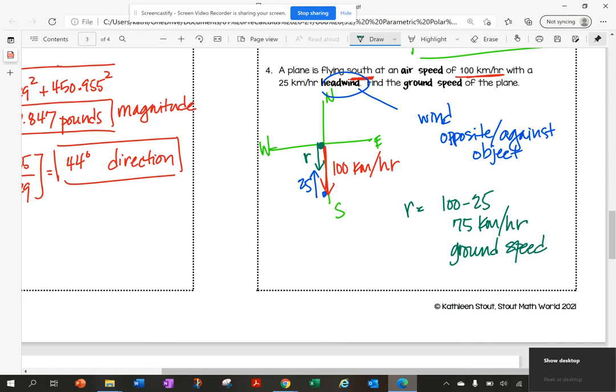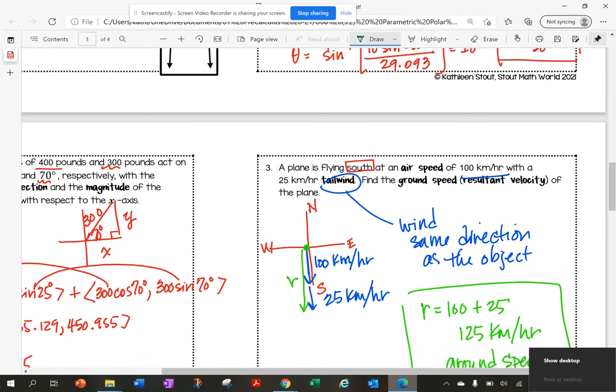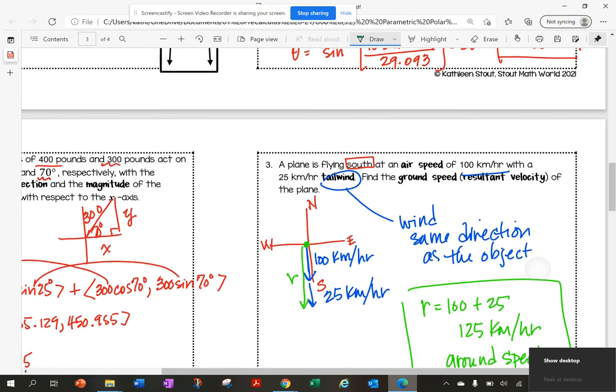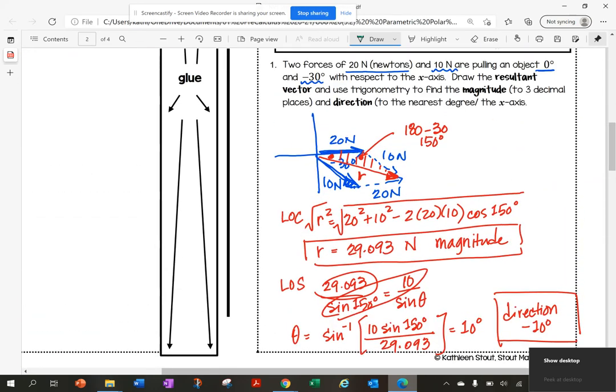We got quite a bit of new vocabulary. Airspeed is the speed of the object. Ground speed is the resultant vector. Headwind means the wind is opposite the direction of the object. And tailwind means the wind is the same direction as the object. All right.